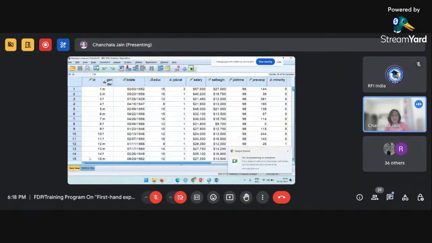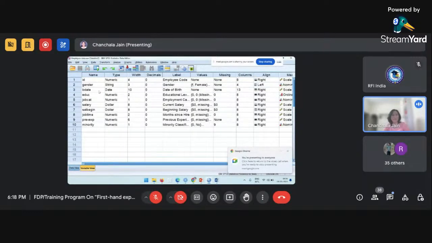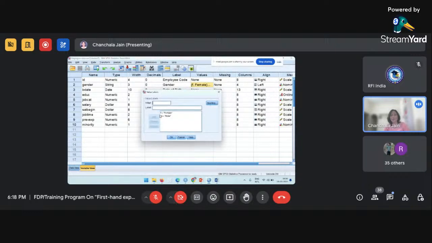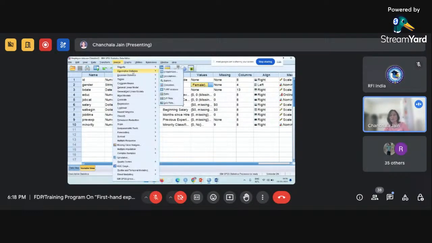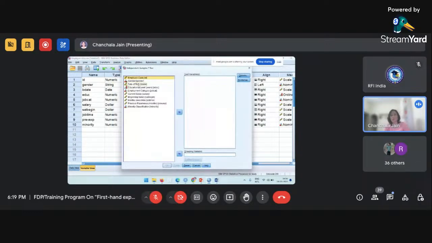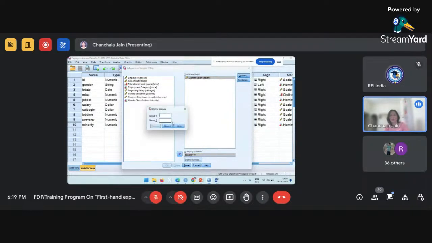Now I can check. We can go to the variable view. You can see in the gender value labels, F is female and M is male. So F and M values we have given. I'm closing this and going again to the Analyze menu, selecting Compare Means and then Independent Samples T Test. Select salary, shift it into the test variables box, gender into the grouping variable box, and click on Define Groups. You can write F as your first group and M as your second group, and press Continue.